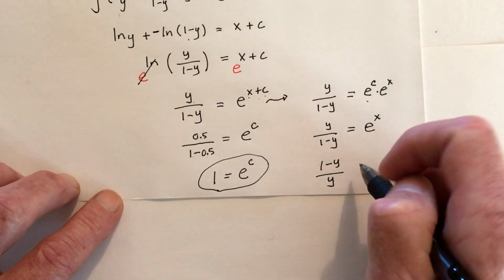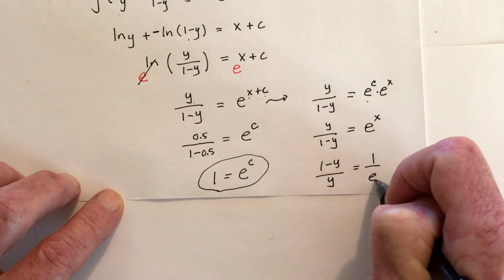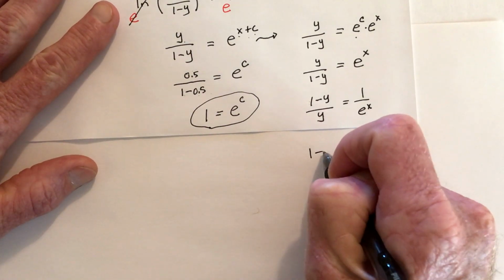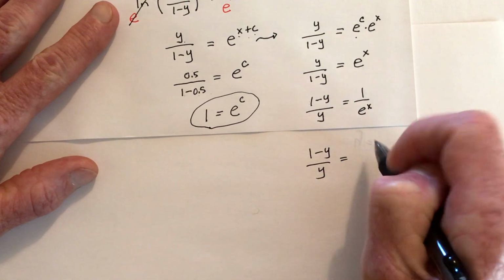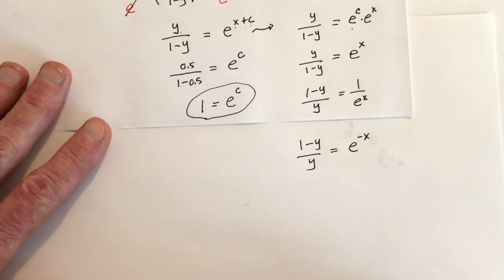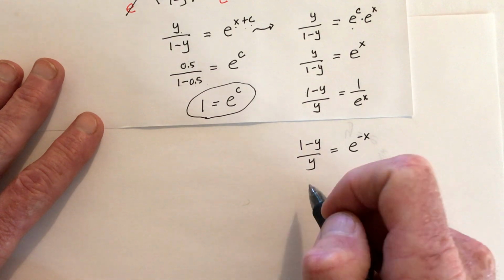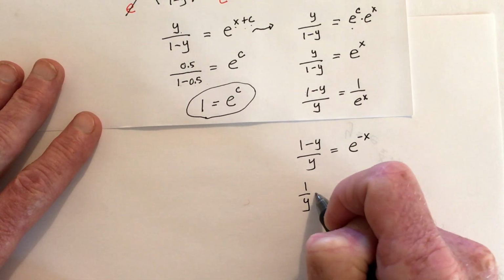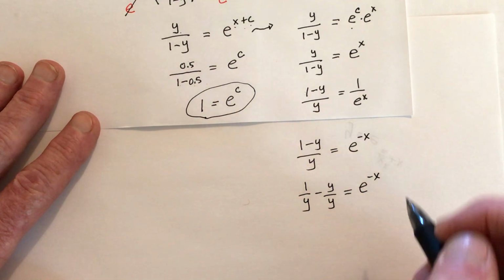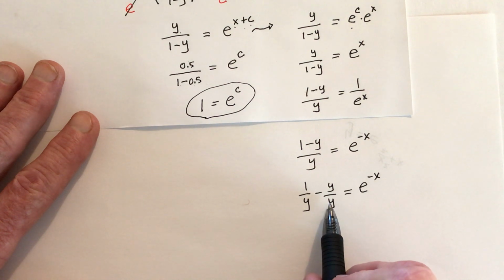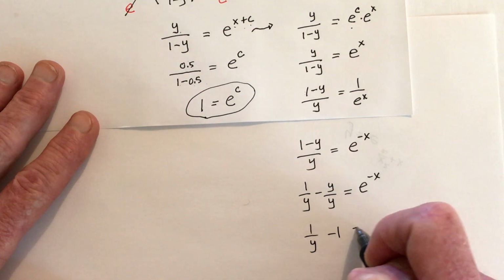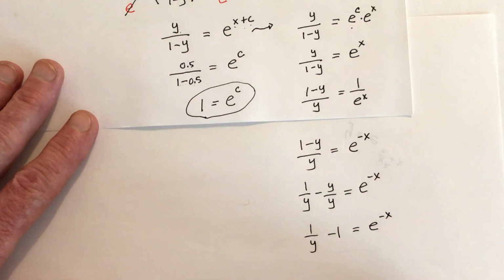When you invert this side, you can say that it's 1 over e to the x. Or in the next step, you could just say this is the same thing as e to the negative x. And then on the left side, I can break this up into two fractions. So it would be 1 over y minus y over y equals the e to the negative x. And then reduce this, it becomes just a 1. So we have 1 over y minus a 1 equals the e to the negative x.